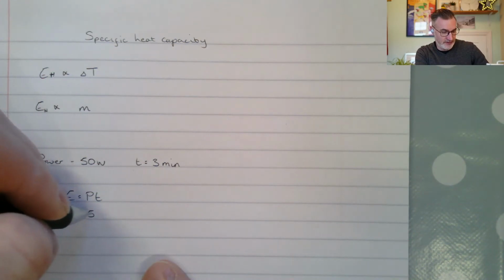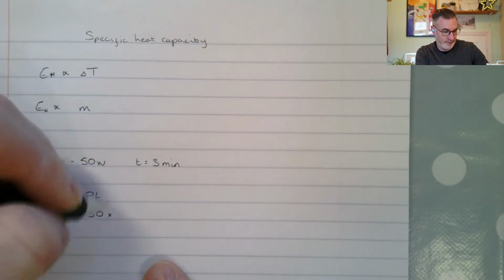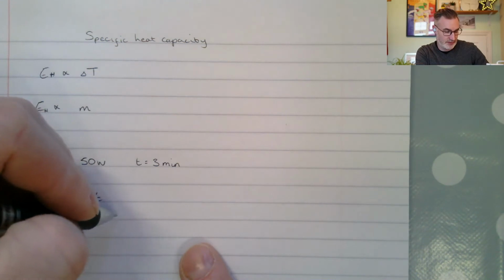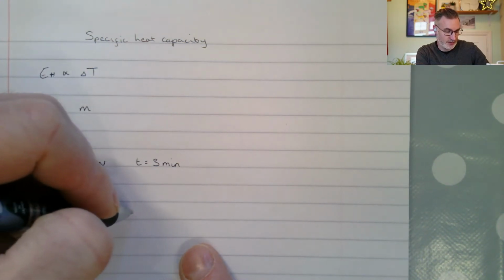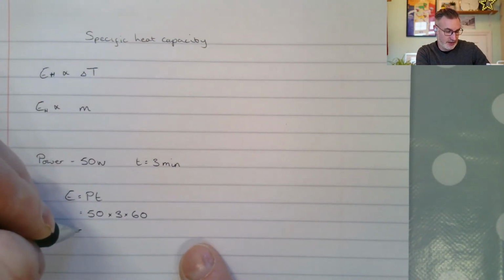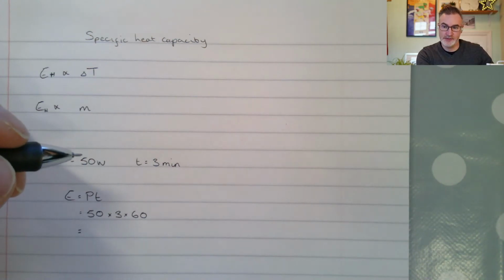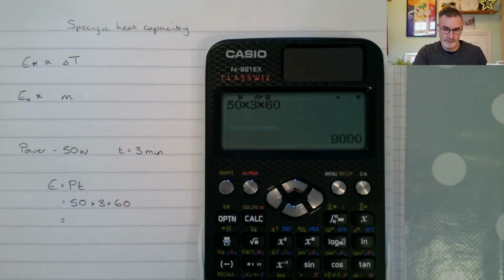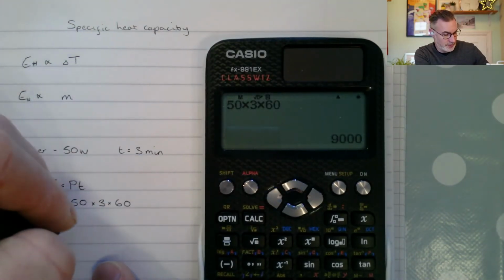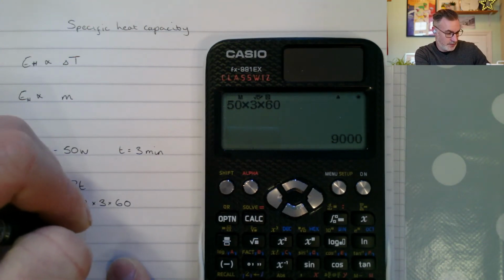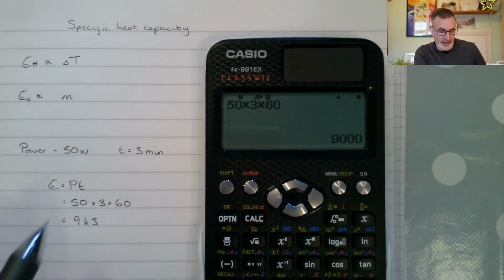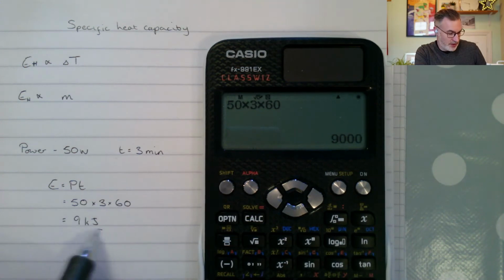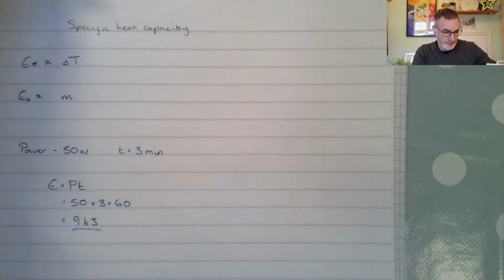So our power is 50 watts times 3 minutes, which we're going to convert into seconds, so 3 times 60, and that's going to equal 9,000 joules, or I'll say 9 kilojoules. So we've supplied 9 kilojoules to those substances.